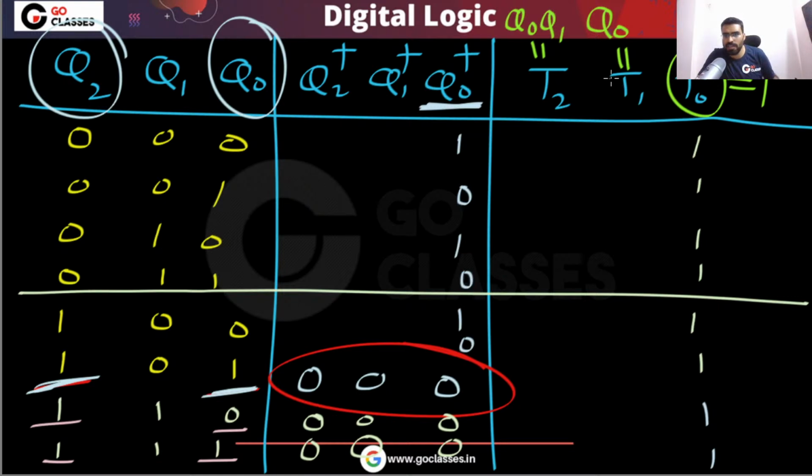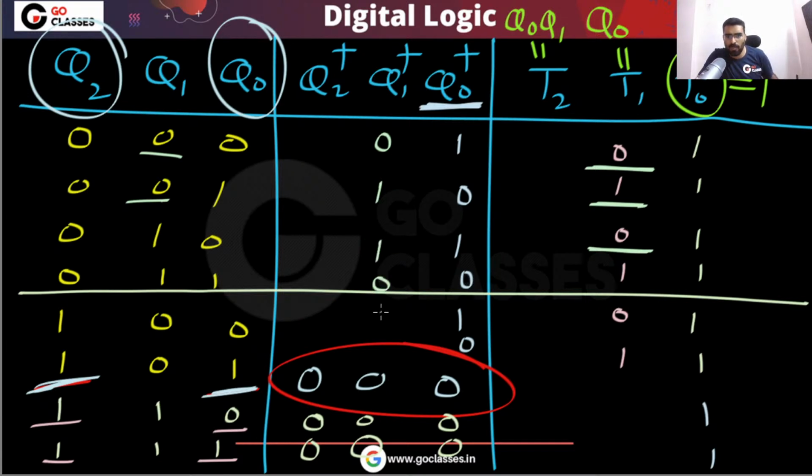Next, similarly, T1 is equal to Q0. When this T1 is equal to 0, the next state will be the same as the present state. When this T1 is equal to 1, the next state will be the complement of the present state. So when this is 0, it will be same, this will complement, this will be same, and this will complement.